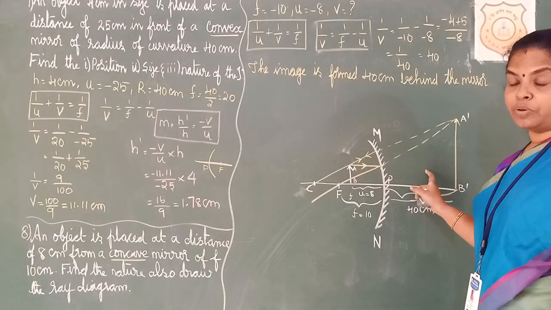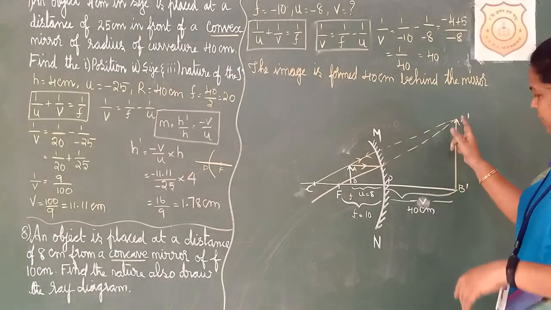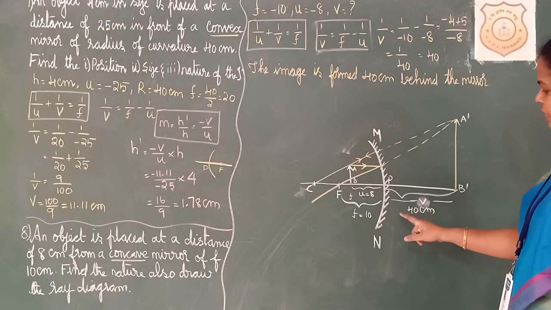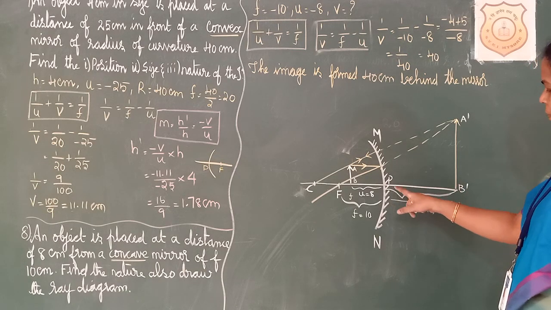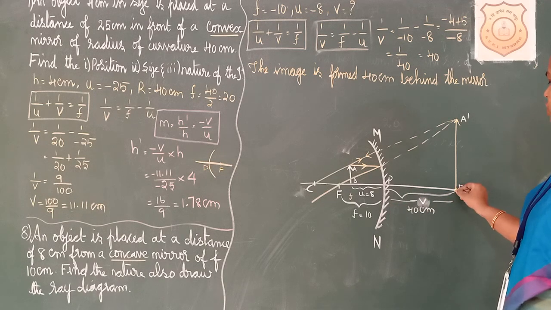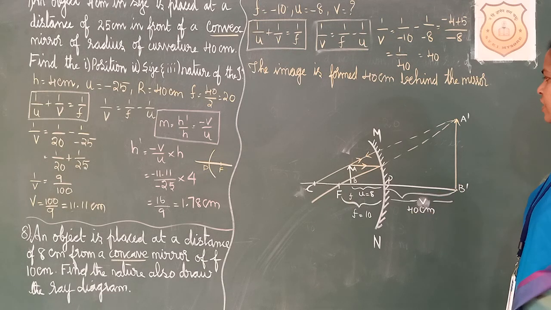So if you extend like this, this is which ray diagram, do you remember? Yes, 6th ray diagram. Okay, you will get an image like this. What kind of image is it? Virtual image. The distance from P to this image is called v. So it is mentioned as 40 centimeters. So it's a virtual image.